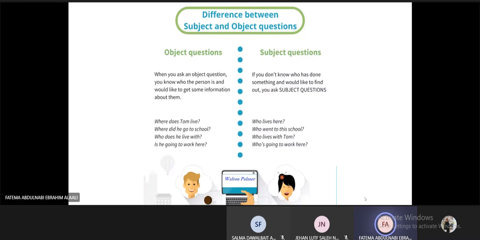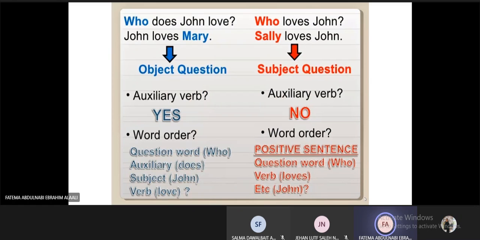Work here. Okay, so who does John love? John loves Mary. So this is an object question. We want to ask about the object of the sentence, so we use who, according to the object, which is a human, thing, place, time, or reason. So we can use the WH word that suits the object.